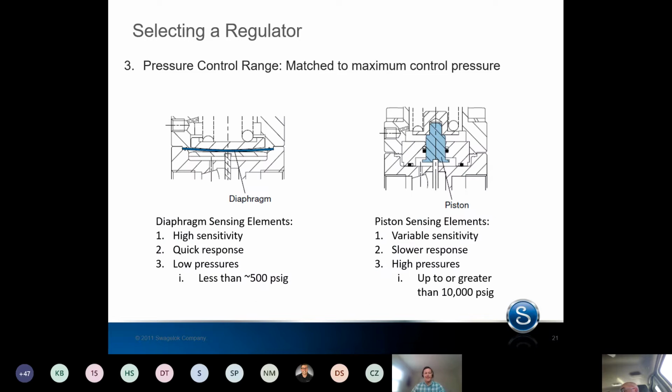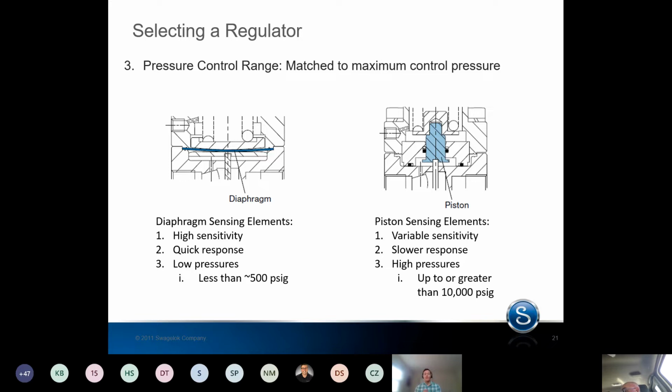So first is the sensing element. There are two main types: diaphragm style sensing elements and piston style sensing elements. And they're designed for two different uses. Diaphragm sensing elements are very sensitive, so they can react very quickly to any changes in flow, in pressures, and they're really accurate, right? Because it doesn't take a lot to move those thin diaphragms, which is great, especially at low pressures, because they can't handle the very high pressures that something like a piston could, right?